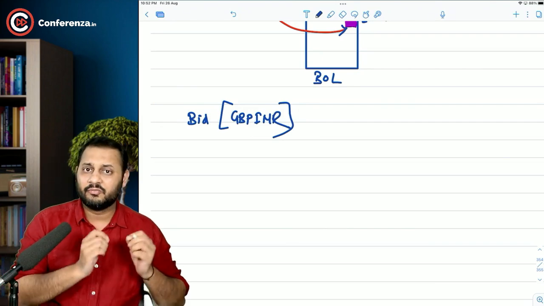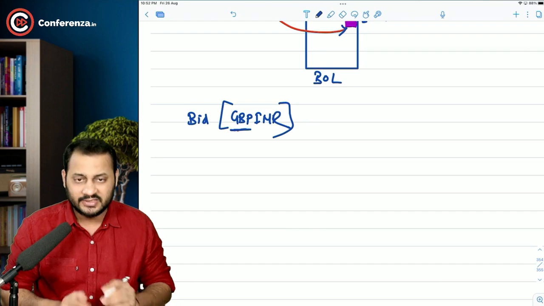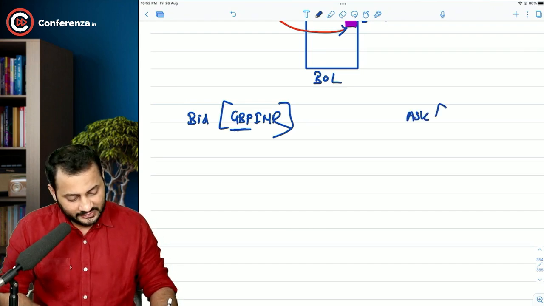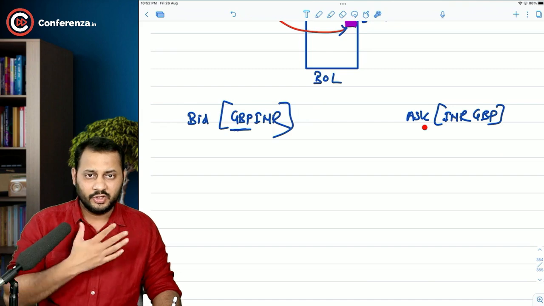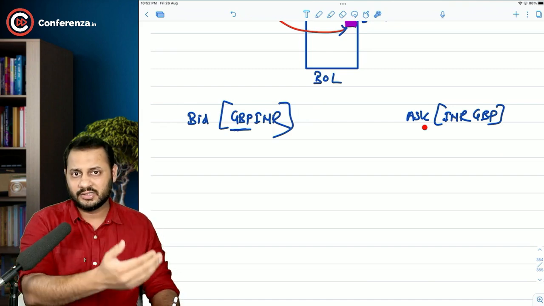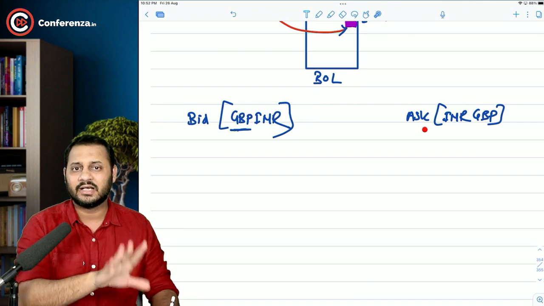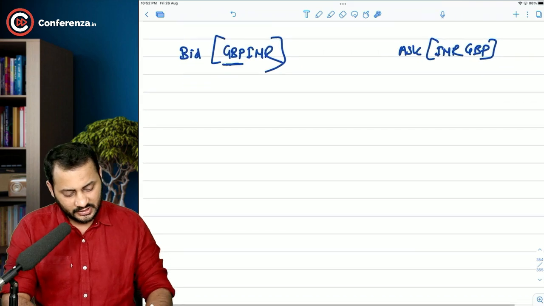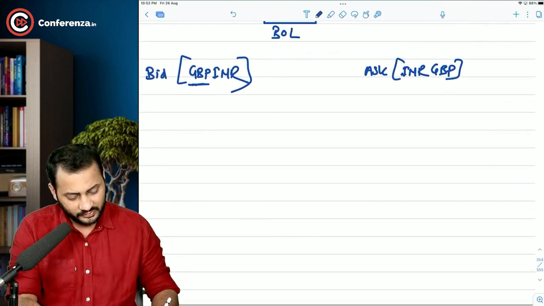I need a rate of bid because I want to sell GBP. GBP is the base currency, na? Or you can take the ask rate of INR GBP. This is very easy for you to understand. You want to buy rupees, other bank will sell rupees. Rupees is the base currency, other bank will sell rupees, ask rate. So you take any, you will get the same answer. So let's start from the ask INR GBP. I think that is where you are more comfortable.